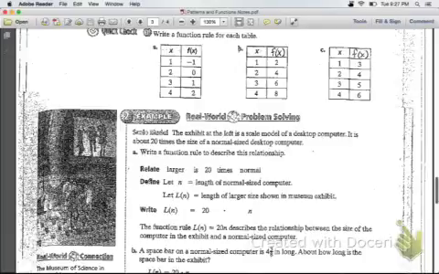So let's give a few more a try. Okay. So write a function rule for each table. So we can look at the relationship. We have x and we have f of x. So what am I doing to 1 to get negative 1? Well, I guess I'm kind of subtracting 2. And 2 to get 0, I could subtract 2, and 3 to get 1, I could subtract 2, and 4 to get 2, so that would be my rule.